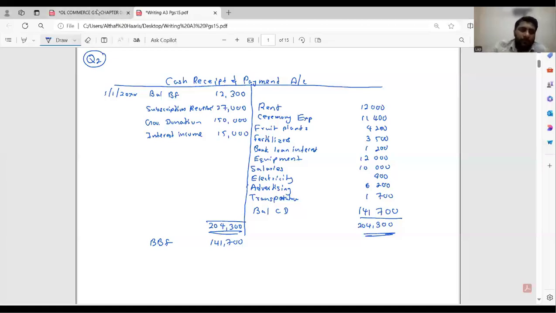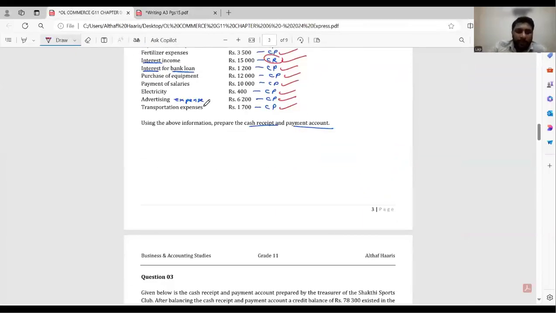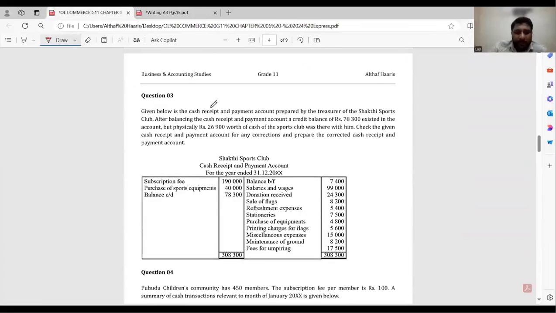Good. Now let's move to the next question. Question 3. Given below is the cash receipt and payment account prepared by the treasurer of Shakti Sports Club.